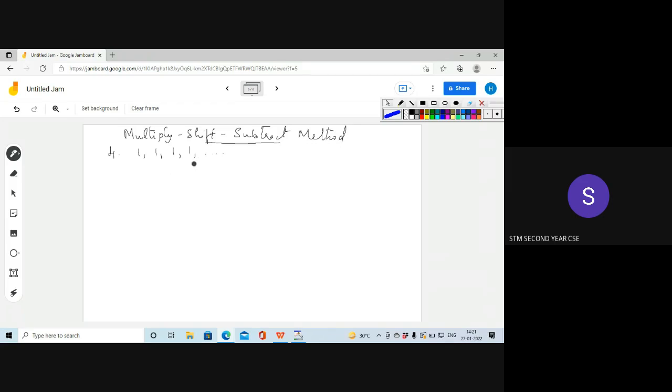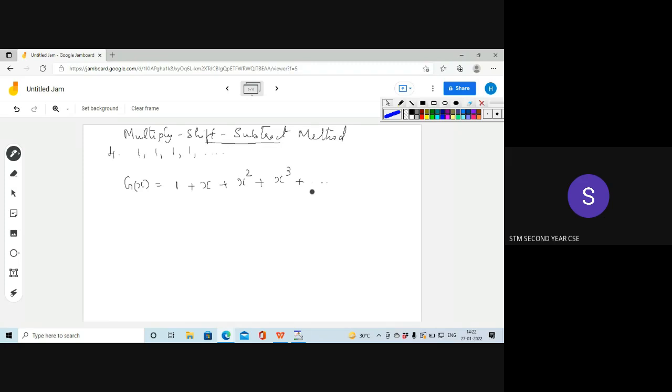Given this particular sequence, the first step is to write the generating function. What is g of x? Here a0 is 1, a1 is 1, a2, etc. are all 1. So g of x is a0 plus a1x plus a2x square plus a3x cube, etc. Instead of writing 1 into x square, 1 into x cube, I'm just writing the sequence after multiplying it.